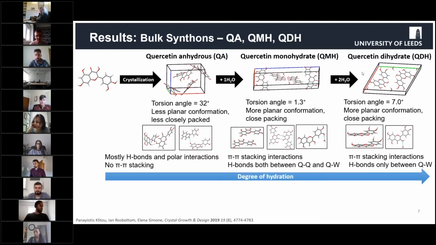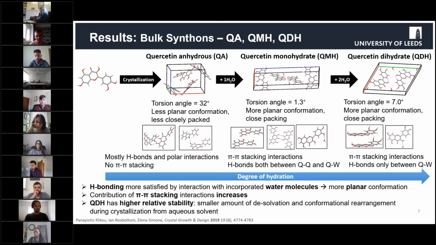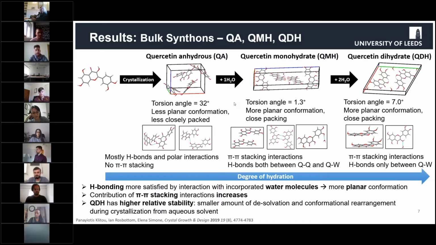Therefore, we can summarize this by saying that as the degree of hydration increases, the hydrogen bonding is preferentially satisfied by interaction with the water molecules in the lattice, which leaves the quercetin molecules more planar, since the quercetin molecules don't need to twist in order to facilitate the hydrogen bonding between them. So this more planar conformation allows them to form pi-pi stacking interactions. So the contribution of pi-pi stacking interactions also increases with increasing degree of hydration.